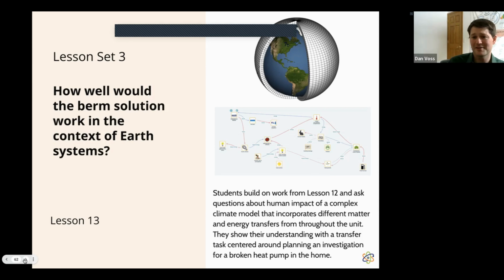And that actually consists of a lot of matter and energy transfers. Those are the basis of our computational model. So we ask questions of that model to better understand human impacts on Earth systems. And then there's a transfer task centered around planning an investigation to figure out why a heat pump is broken in the home.